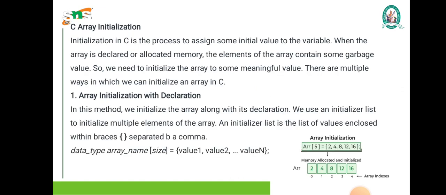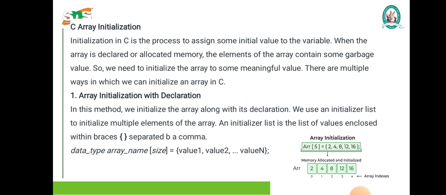Next we are going to see about array initializations. Like other variables, we also initialize the array using values, where it is a process to assign some initial value to the variable. When the array is declared or allocated memory, the elements of the array contain some garbage value. So we need to initialize the array to some meaningful value. There are multiple ways in which we can initialize arrays in C.